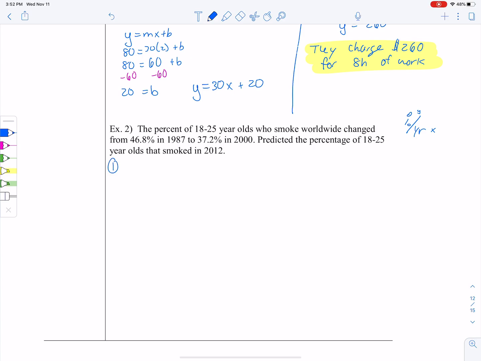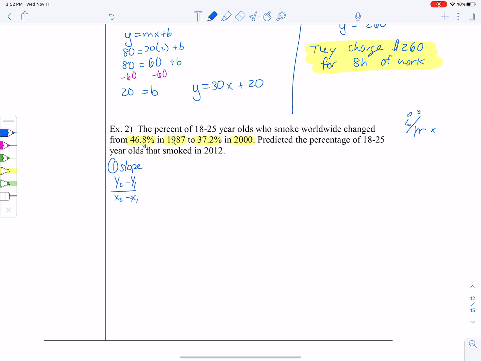So our first thing, we need to figure out the slope, or otherwise called the rate of change. y2 minus y1 over x2 minus x1. So we need to label all of our information. So we have 46, 1987, 37, and 2000. So our percents are going to be our y's.